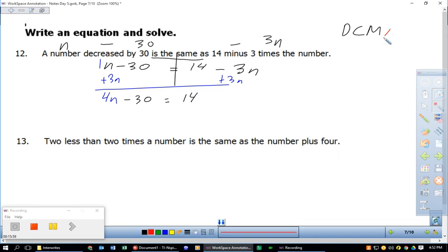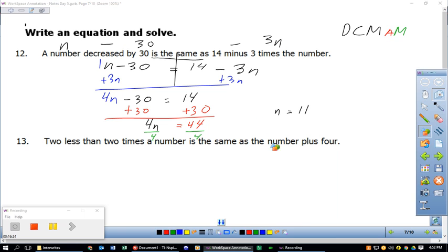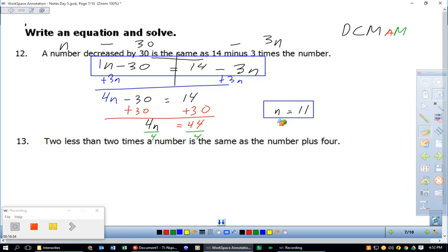Add, subtract. We can do that. We're going to add 30, which gives us 44 and 4n. And we have multiply, divide. We will divide by 4. And our answer, n, equals 11. So really there are two parts of our answer that we were looking for. This equation up here, n minus 30 equals 14 minus 3n, along with what the value of that is. Write an equation and solve.